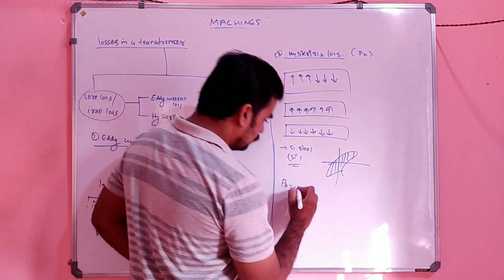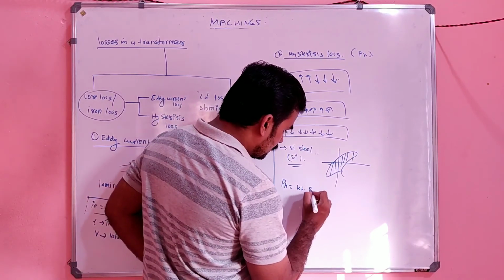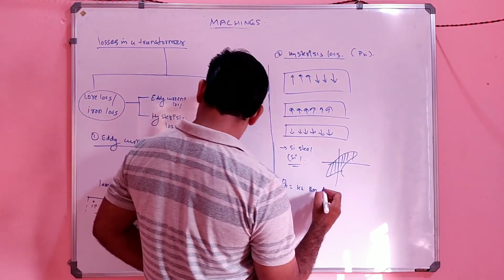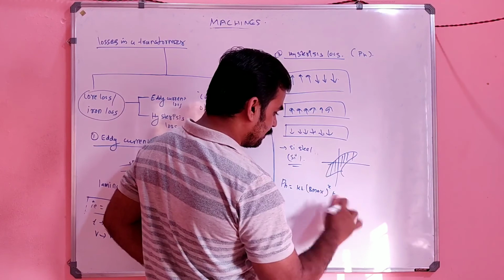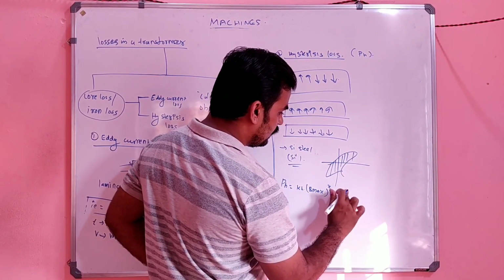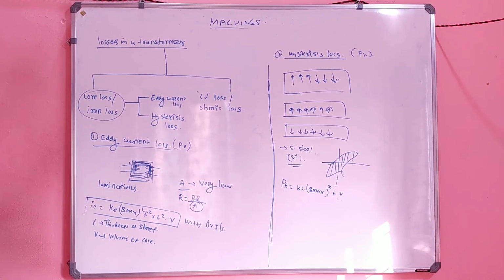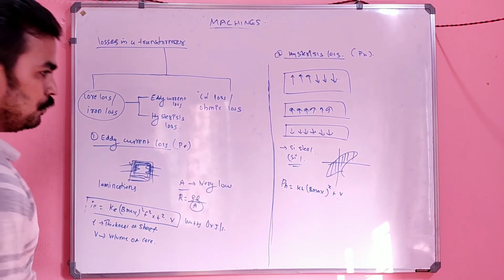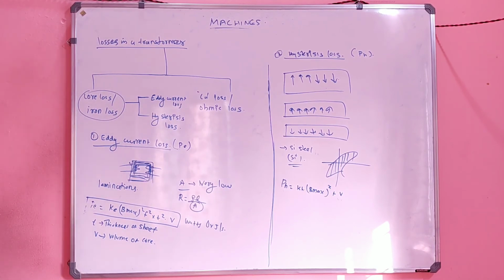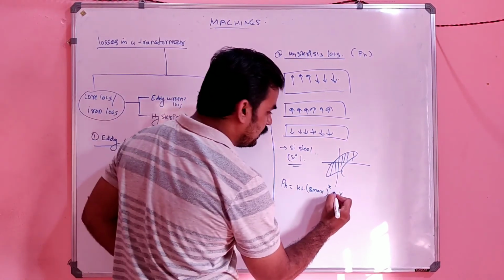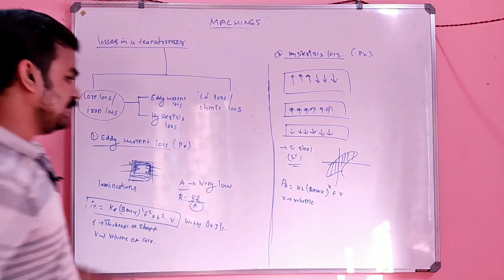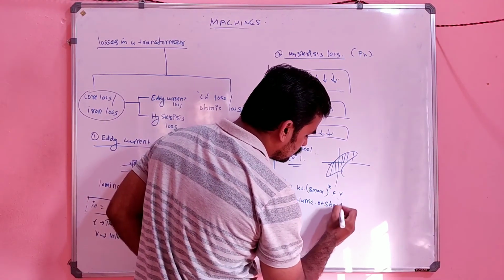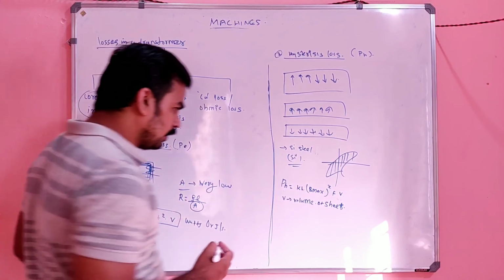The hysteresis loss can be written as Ph equal to some constant Kh into f into B max raised to x into v, where f is the frequency and v is the volume of the sheet.